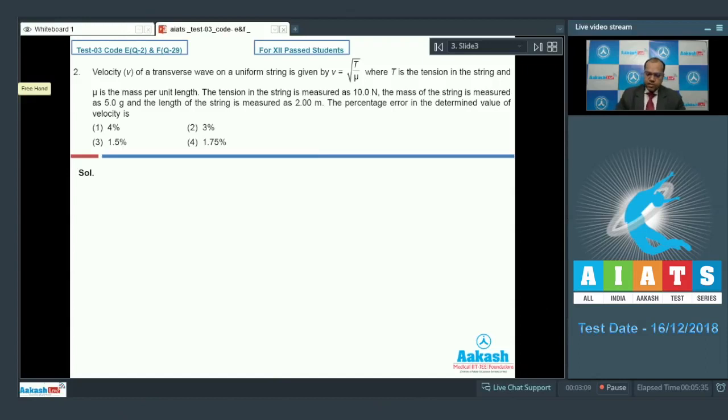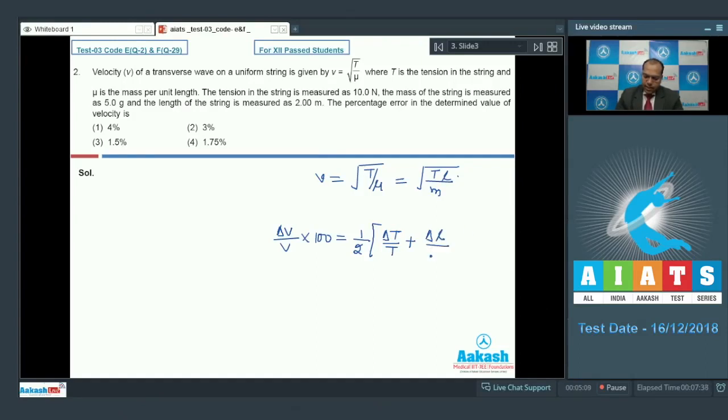So it is given in the question that v is equal to under root T by μ, which can be further written as under root T by m into l. If I take the derivative of this equation, it can be written as Δv by v into 100 is equal to half of ΔT by T plus ΔL by L plus Δm by m into 100.